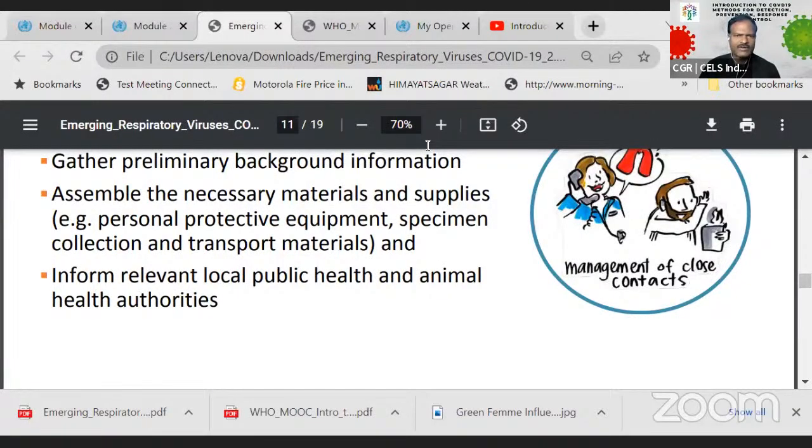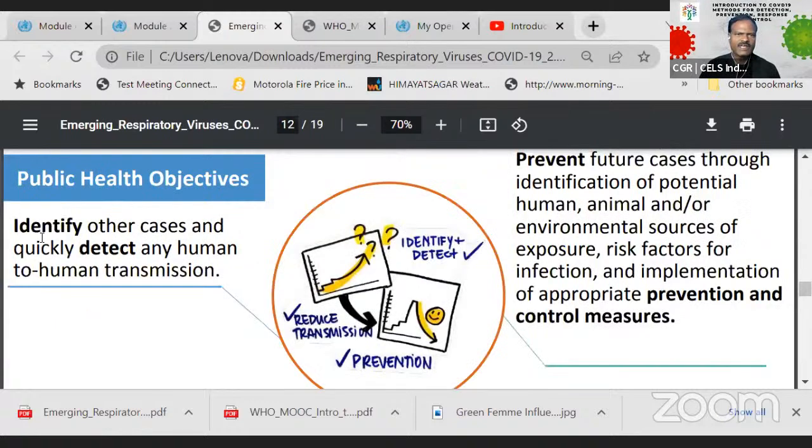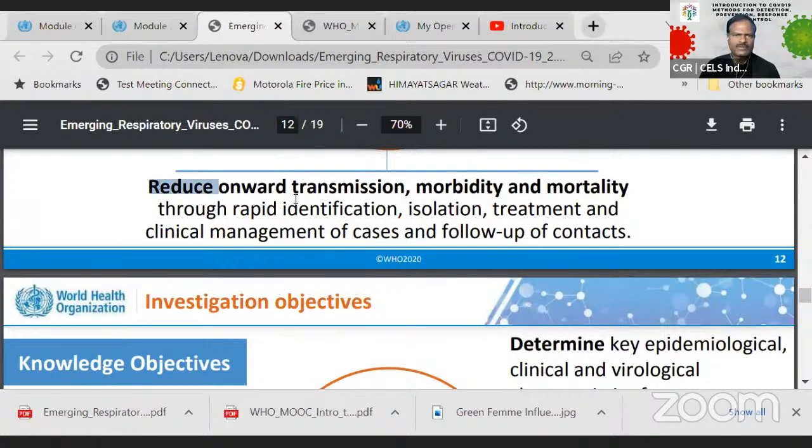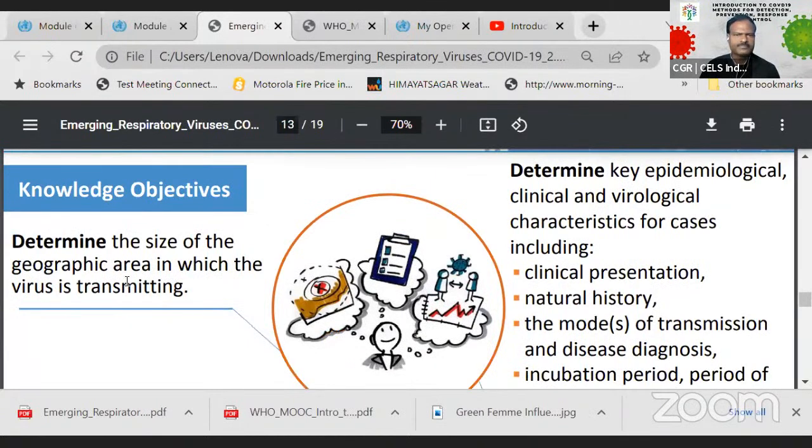So we have to inform this, identify other cases and quickly detect any human to human transmission. Here we have to reduce the onward transmission and reduce the morbidity and mortality through rapid identification, isolation, and all that. And also I need to identify the geographic area in which the virus is transmitting.